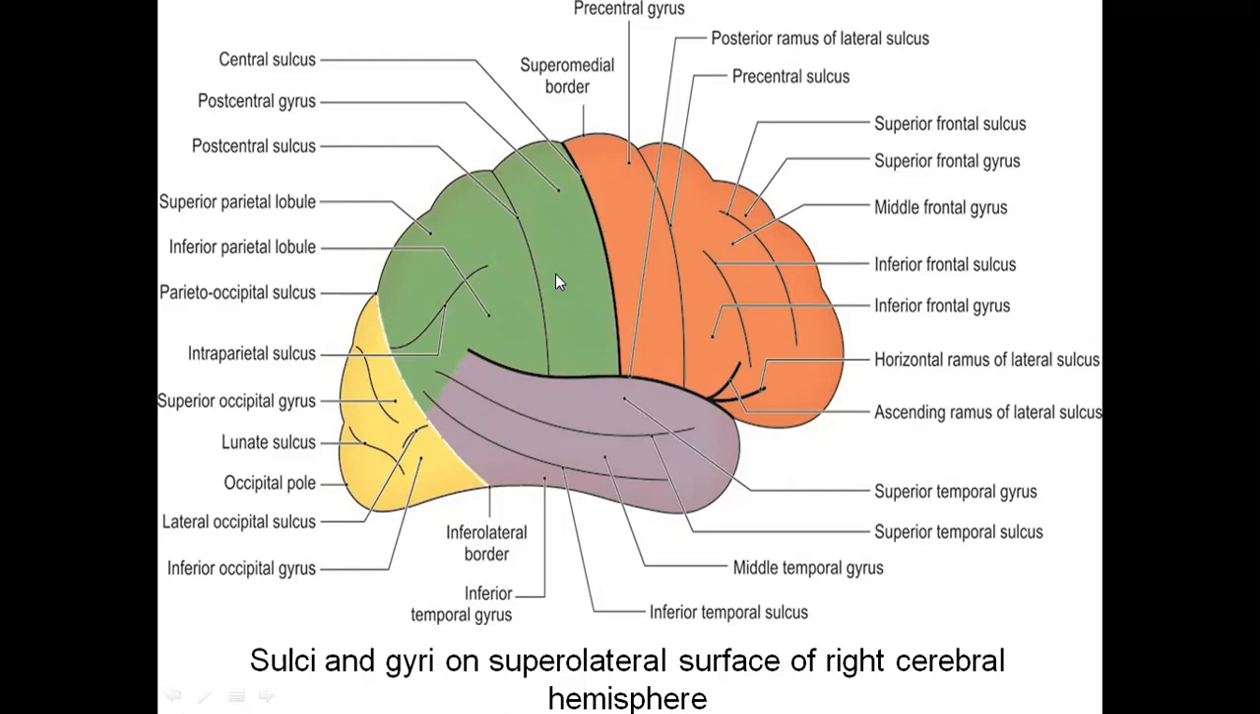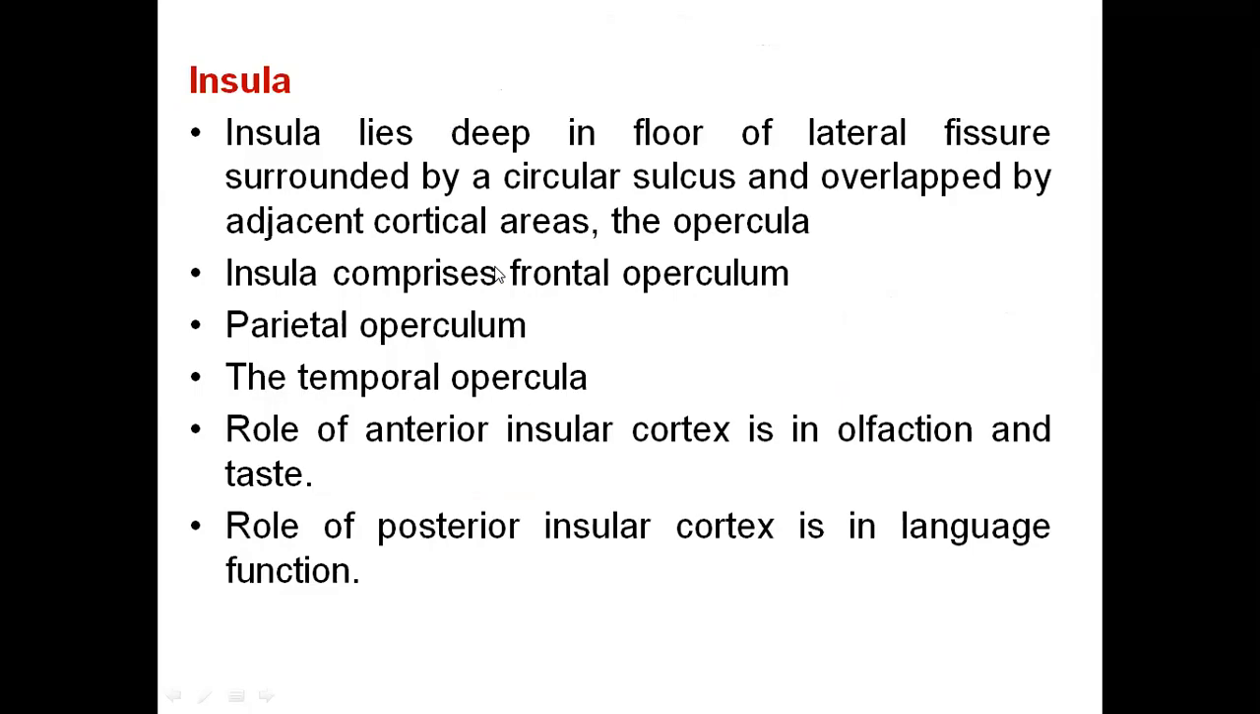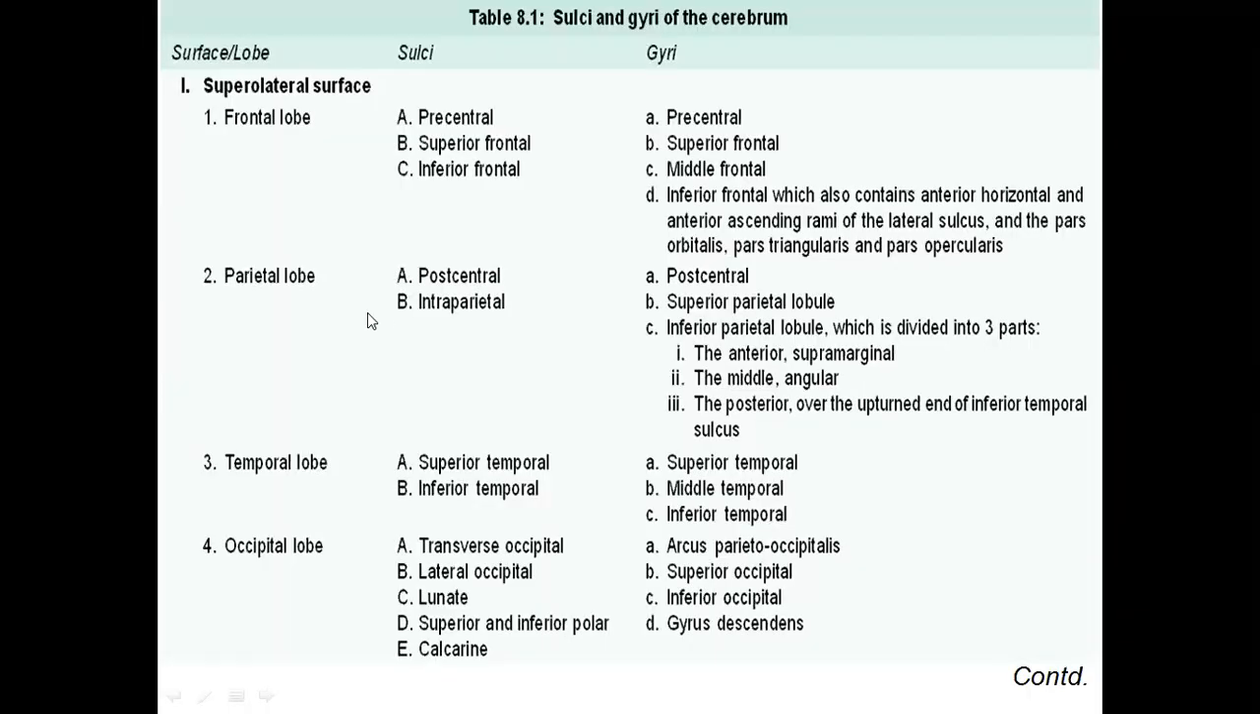Now, to talk in detail about this parietal lobe, again you can go to the tabular form like this. The various sulci we have seen are the post-central sulcus and intraparietal sulcus. So, we have the post-central gyrus, superior parietal lobule and inferior parietal lobule. Here, this area is divided into three parts: anterior supramarginal gyrus, then middle angular gyrus, and posterior, over the upturned area of the inferior temporal sulcus.